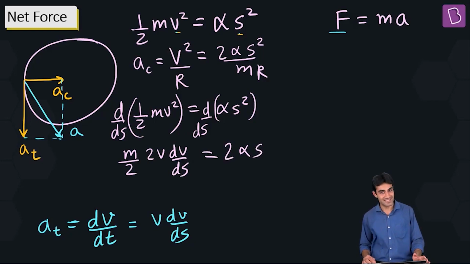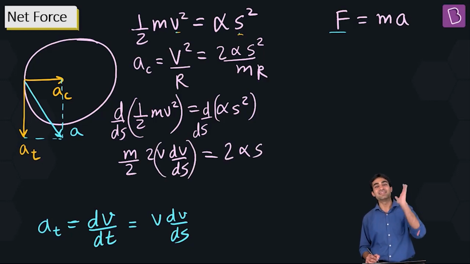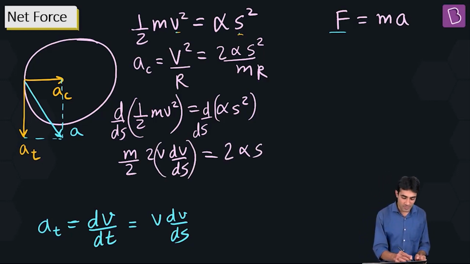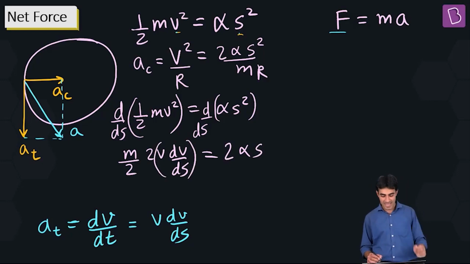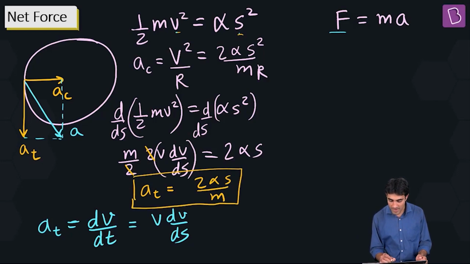Oh, very nice. Now we know what is the value of AT. So let's substitute the value of v dv by ds as AT. And from this we are getting AT as 2 alpha s divided by m. Okay, we got what is AT now: 2 alpha s by m.